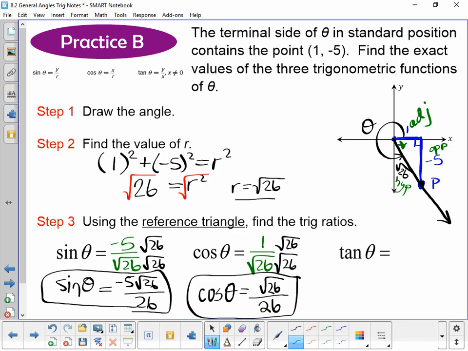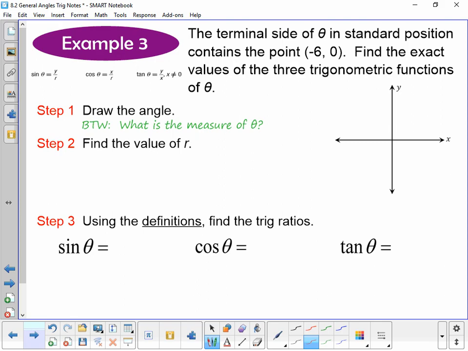And one last one to find, the tangent. The tangent tends to be the easiest. So for the tangent, we want the opposite over the adjacent, negative 5 over 1, which is negative 5. And we have found all of our trig ratios for this angle theta. Now remember, these ratios are for this really large angle, so it's kind of cool. All right.